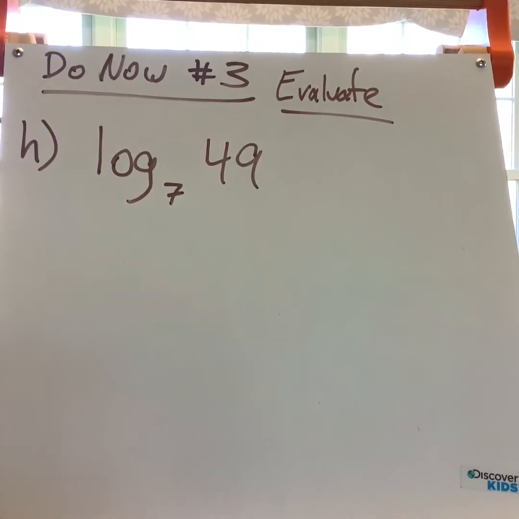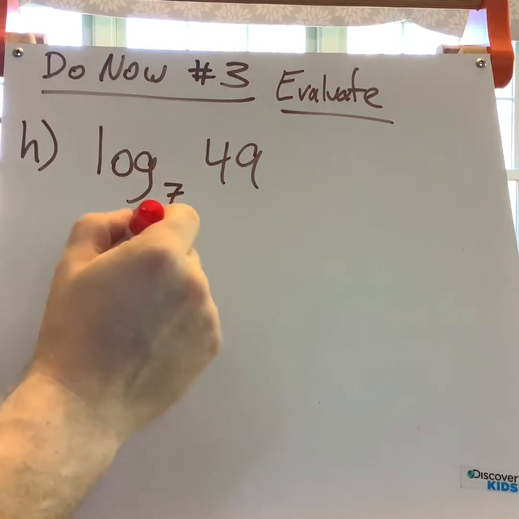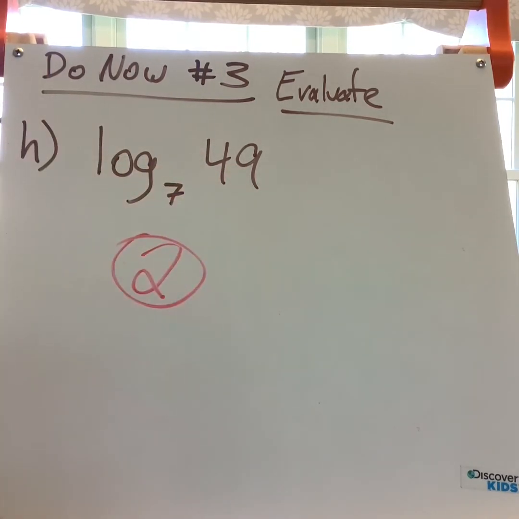And for our last do now, we have log base 7 of 49. This should be a very easy one. What is the exponent of 7 that gives us 49? And clearly, that answer is 2.